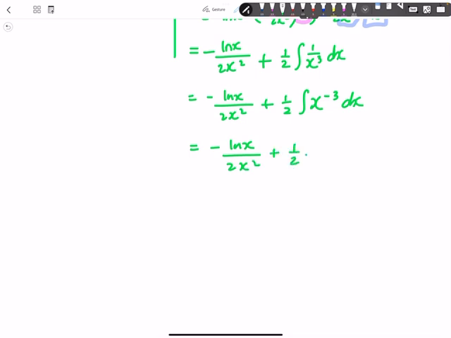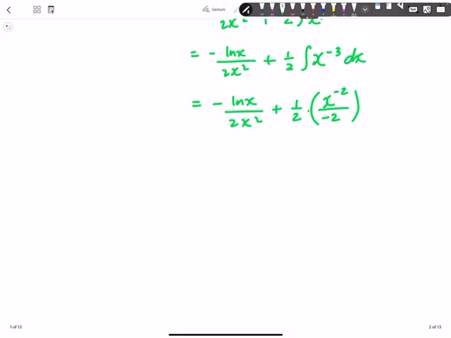1/2 times integral of x to the power -3, as before, x to the power -2 over -2. And so one last simplification here gives negative natural log of x over 2x squared, and this will be minus 1 over 4x squared.